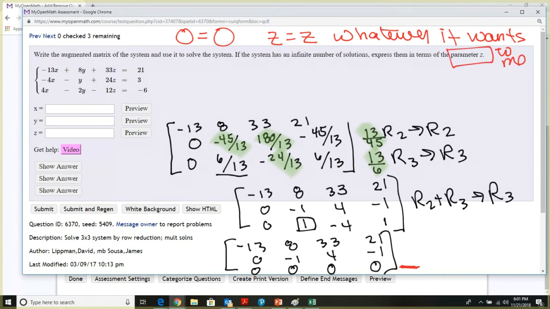And notice right here in the directions, it says to put everything in terms of z. Well, this is telling me z can be whatever it wants. So when we come over to here to put in our answer, we are literally just going to put a z right there.